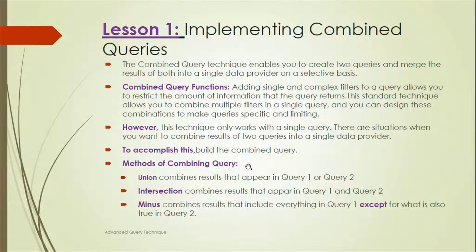So what are the methods of combined querying? The first one is union, which combines the results that appear in query 1 or query 2. Intersection combines the results that appear in query 1 and query 2. And the third one is minus, which returns everything in query 1 except for what is also true in query 2. So it will just take the data out of query 1 and not from query 2.